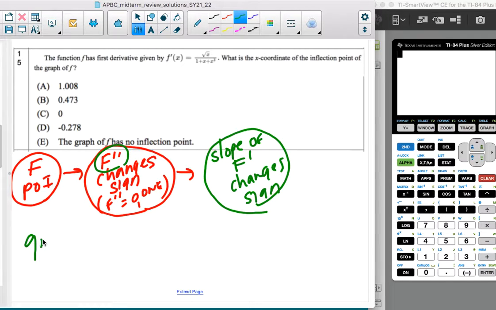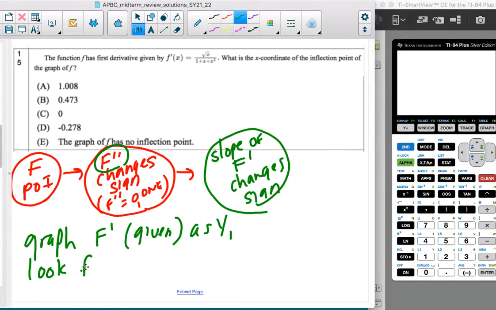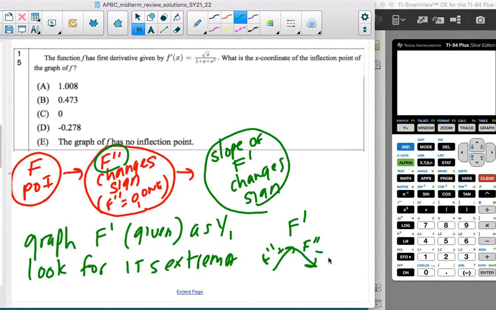So I graph f prime, which is given, as y1, and I look for its extrema. Because if you think about it, let's say this is my f prime graph. If f prime does this, this must mean f double prime is positive because f prime is increasing, and this means f double prime is negative, etc., right? And if I go like this, then it means f double prime is positive. Those are spots where f would have a point of inflection.